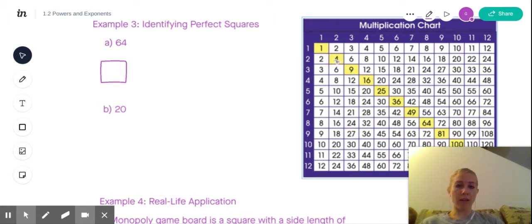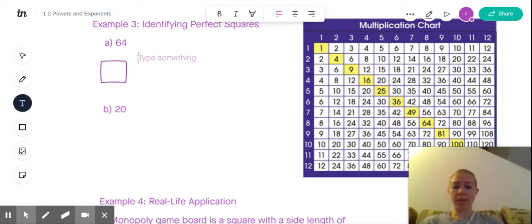So let's look along here, and the perfect squares happen to be highlighted in yellow. So can you find 64 on our multiplication chart? Let's see, I'm just going to go along here diagonally. Oh, we found it. 64 is a perfect square, and we know that because 8 times 8 is 64. So I would write yes, because we're answering, is 64 a perfect square? Yes, because 8 times 8 equals 64.